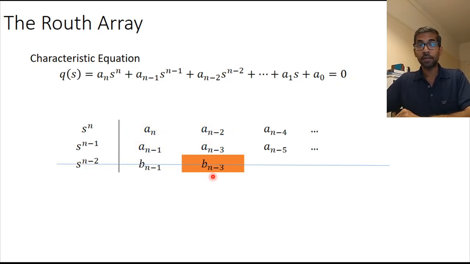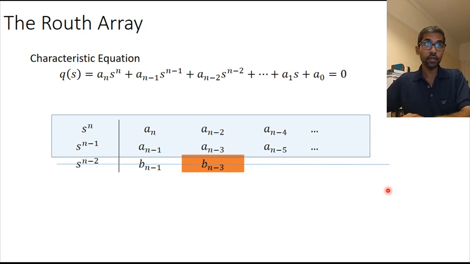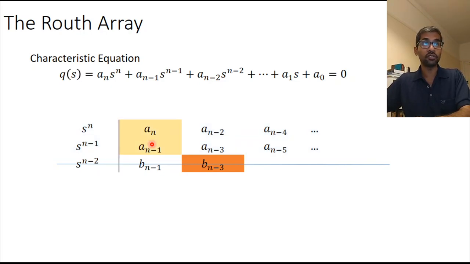So that's b_{n-3}. So this is the current row. We identify the 2 rows that are immediately above the current row, which are these two rows, right? And then we identify the 2 elements in the first column of those 2 rows. So those are going to be that. Okay. Now locate the current column and identify the 2 elements in the column immediately after it. So that's going to be those 2.